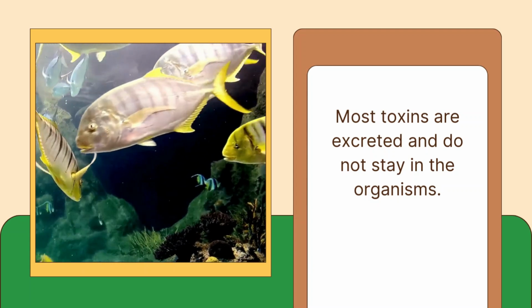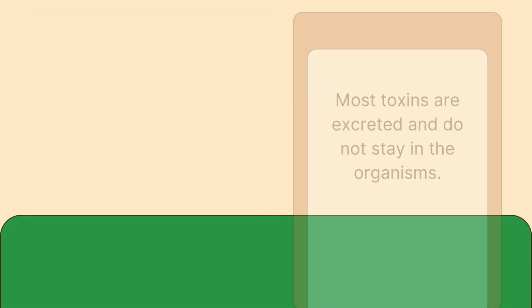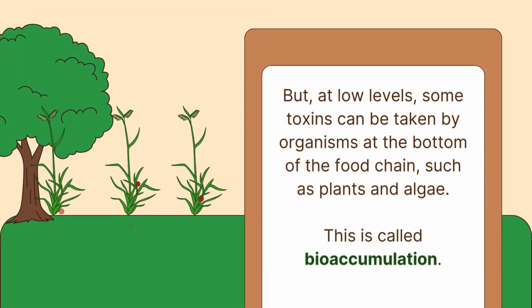Most toxins are excreted and do not stay in the organisms. But at low levels, some toxins can be taken in by organisms at the bottom of the food chain, such as plants and algae. This is called bioaccumulation.